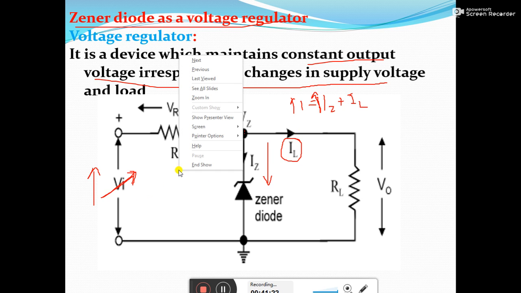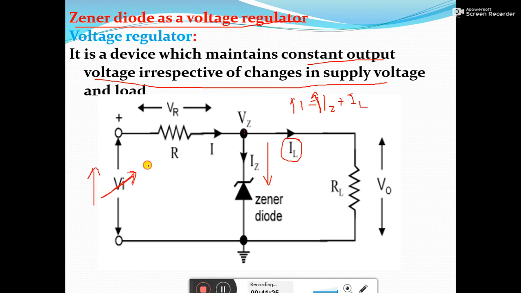Let's do the next case, that is Vi decreases. If Vi decreases, I also should decrease. As I decreases, I expect one of these two currents to decrease. But since I expect the IL to be constant, because IL into RL is nothing but V naught, Iz will decrease. Now Iz will decrease to maintain the IL constant.